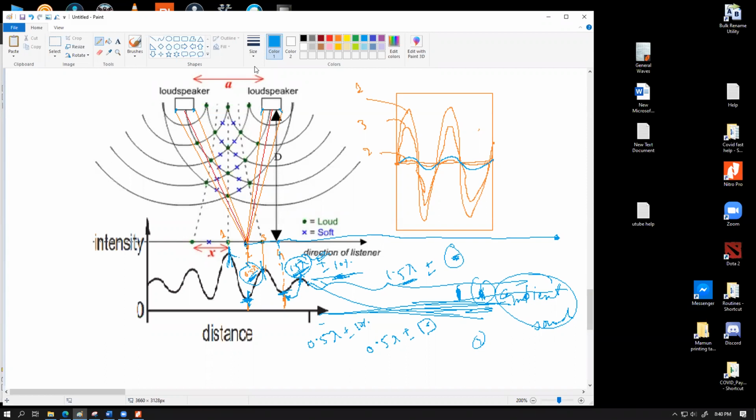Sir, yes. I am confused now. If we counter the ambient sound, why will the line be horizontal?